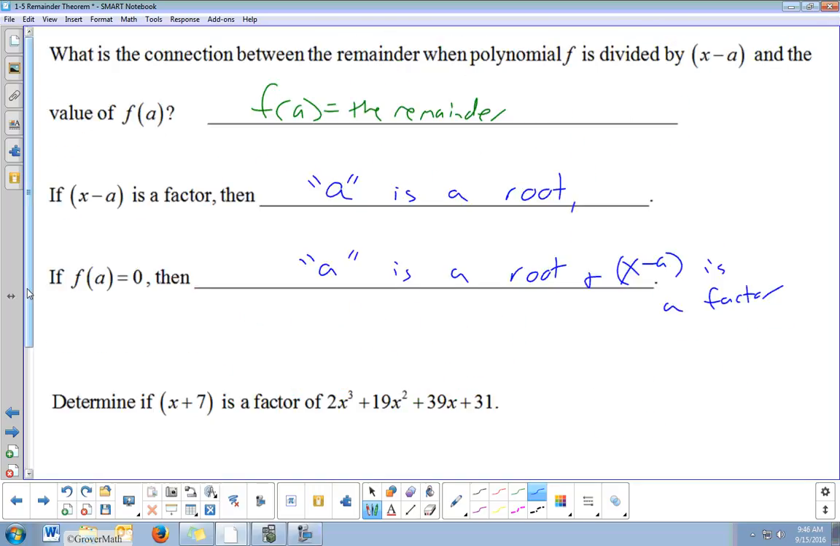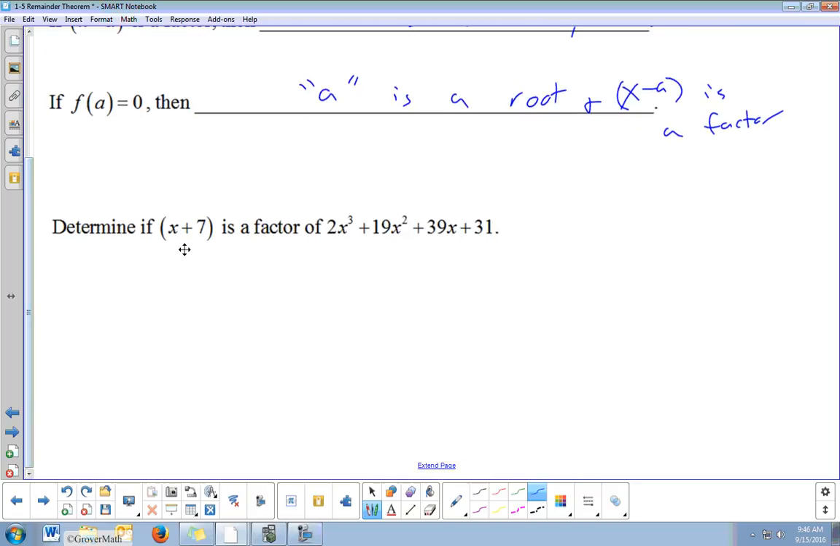So typically, most of the problems you're going to see here are: determine if this is a factor. It could also be phrased as determine if x equals negative 7 is a root or zero of the function. Really it's asking the same question, because here's the factor form, here's the root form, but they are the same thing. We just use them different ways. So to do this, I can do synthetic division or long division. I'm going to choose synthetic because it's much quicker, much easier. 2, 19, 39, and 31.